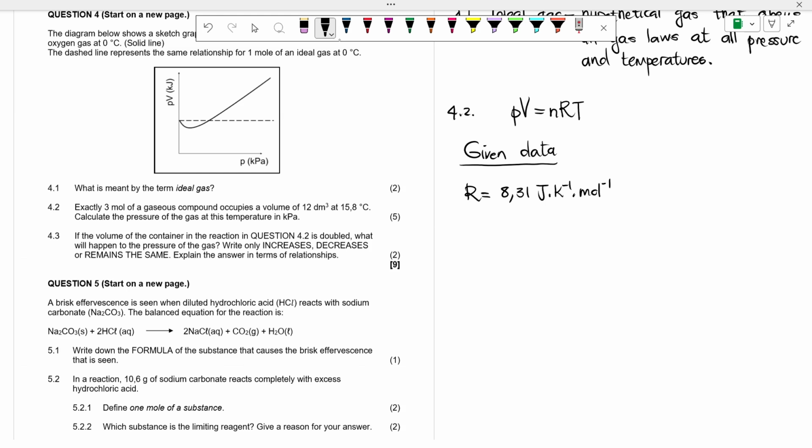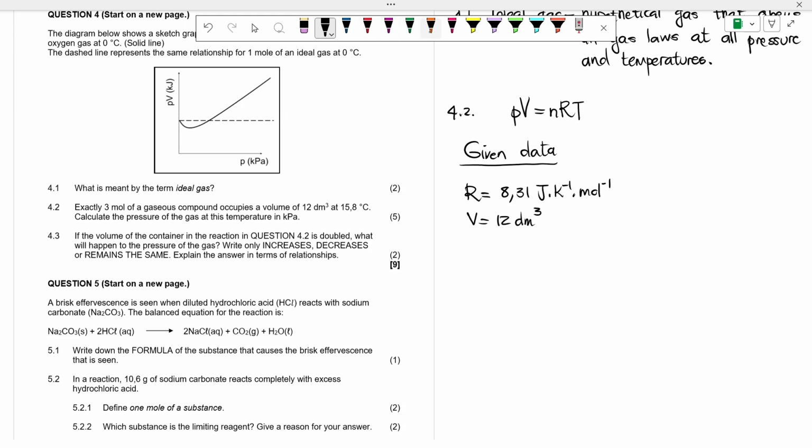the volume, 12 decimeter cubed. Then my question now is, do we substitute it as 12 decimeter cubed, or do we have to convert? You substitute it as it is. No. That's a big error.